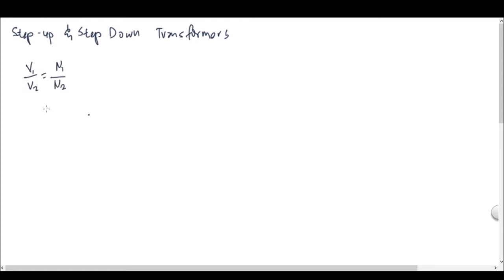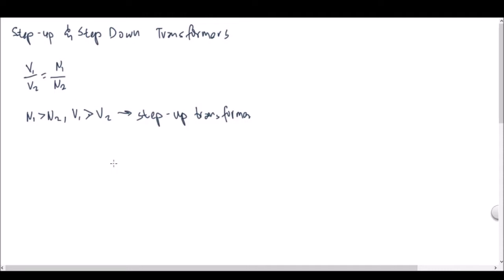If our N1 is greater than N2, same as our V1 is greater than V2, then this is a step up. So this is a step up transformer. Okay, because the output is less than the input. No, this is not step up but step down. Sorry for that. This is step down.